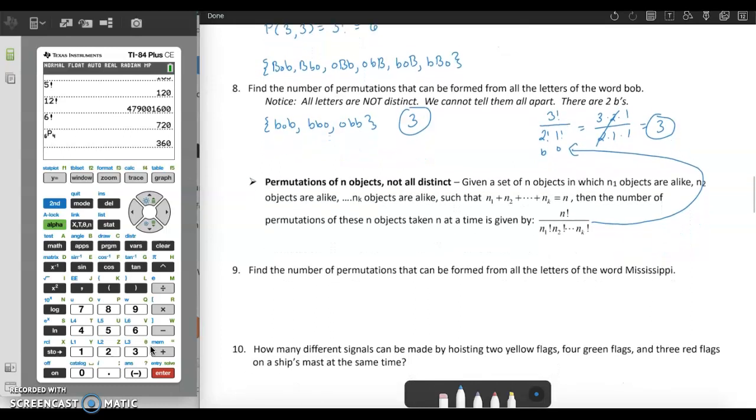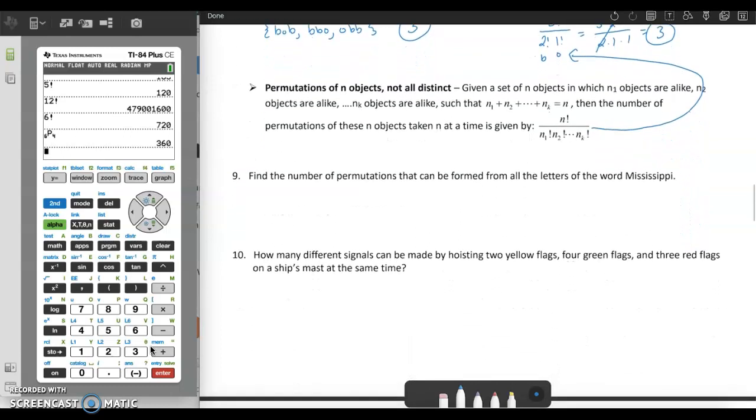So let's apply that to another problem. Find the number of permutations that can be formed from all of the letters in the word Mississippi. Okay, so definitely we have some non-distinct objects, so we know we're going to have to use this non-distinct formula. And if you count up the letters in Mississippi, there are 11 total letters. So if I apply this formula, I'm going to have 11 factorial on the top.